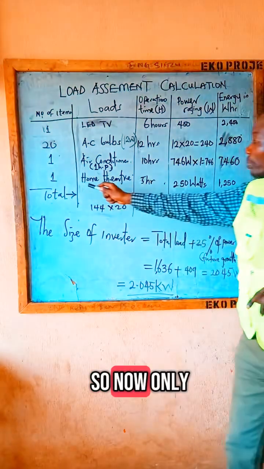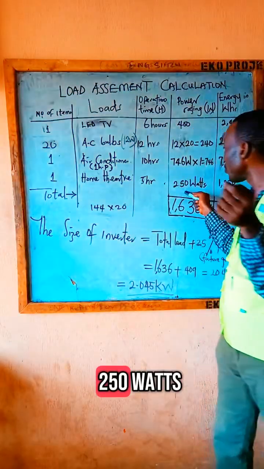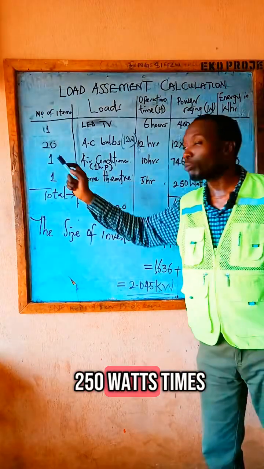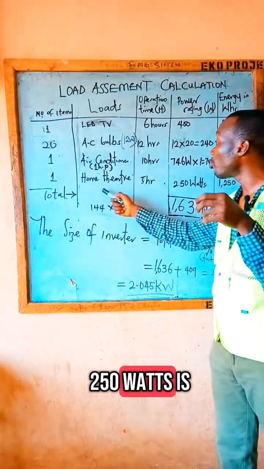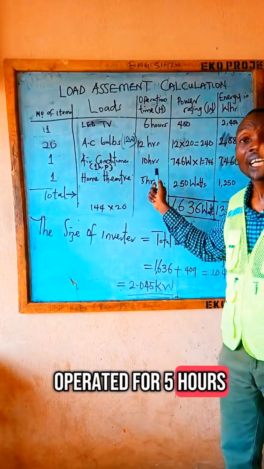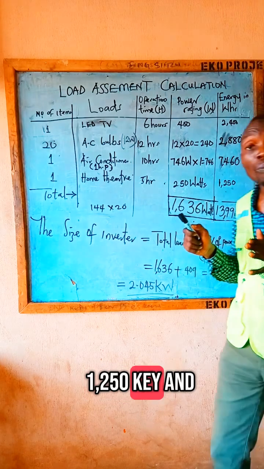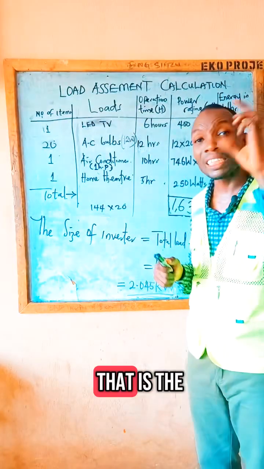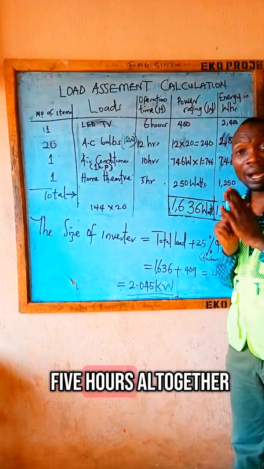Now, home theater, only one is available, and it is 250 watts. 250 watts times 1 still gives us 250 watts. But if this 250 watts home theater is operated for 5 hours, it is going to give us 1,250 watt hours of energy. That is the amount of energy it consumes for 5 hours.